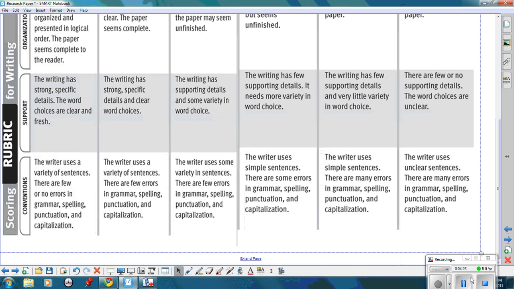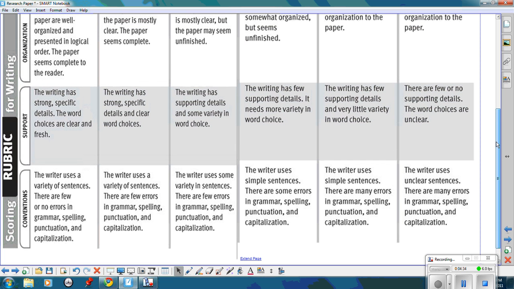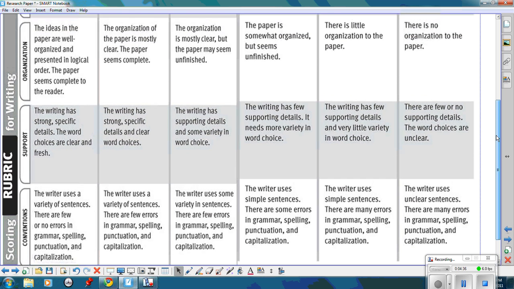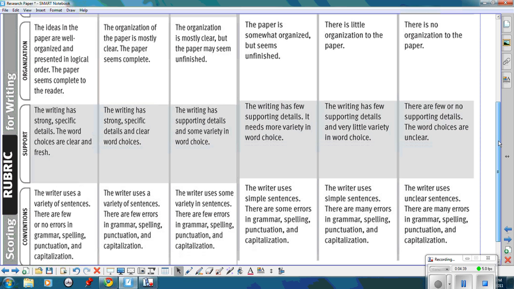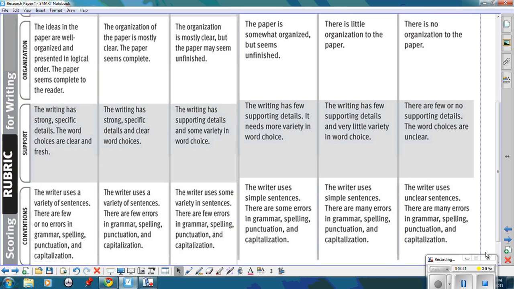And then pause again and read this last section that talks about organization, support, and then conventions. Conventions are things like spelling, capitalization, punctuation, grammar. And of course, I would expect that you would write in complete sentences, have very few errors in grammar, spelling, capitalization, and punctuation. So this is where you might have an adult look over it with you to help you check for those kinds of things. So take a moment to pause and look at the rubric, the criteria that we're looking for to make sure your paper is the very best it can be.